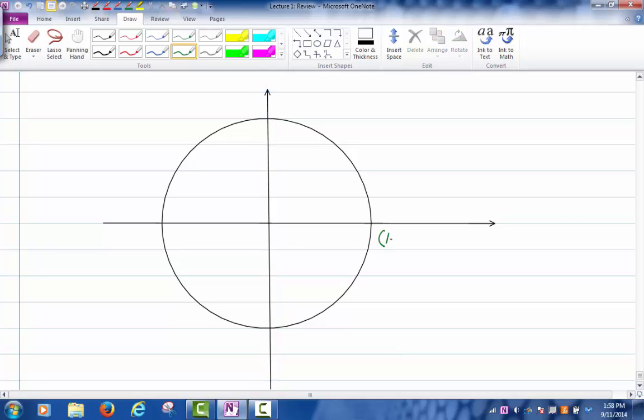This point is 1, 0. This point is 0, 1. This point is negative 1, 0. This is 0, negative 1. Now, let's make 45 degrees. 45 degrees will mean something like this.